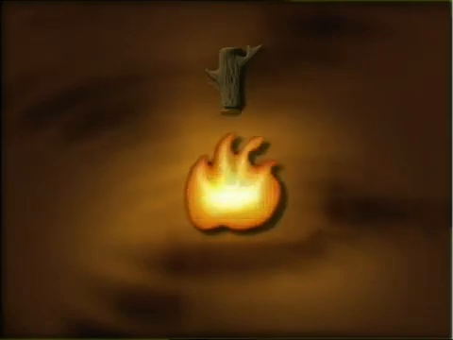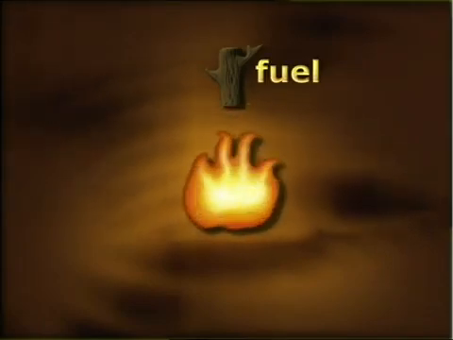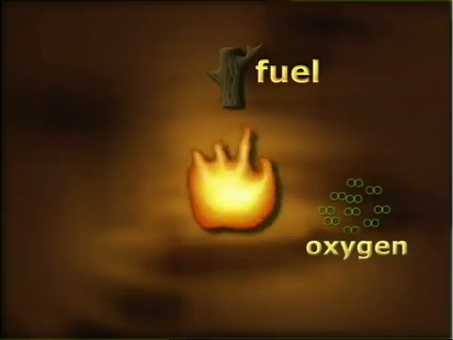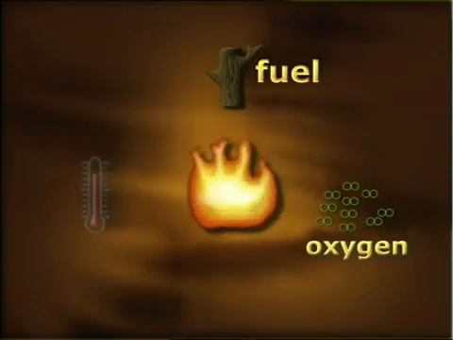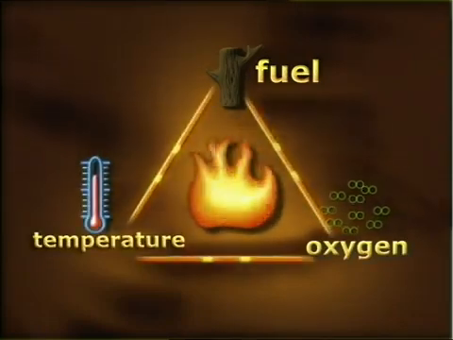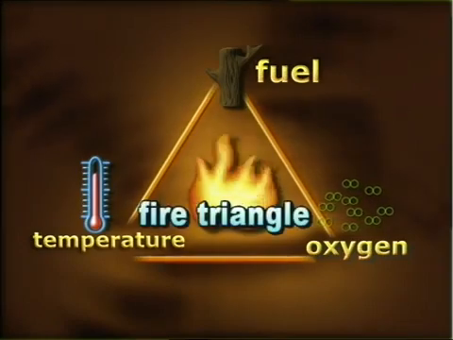There must be something to burn, which is the fuel. There must be oxygen, which supports burning, and a high temperature. In science, we call these three elements the fire triangle.